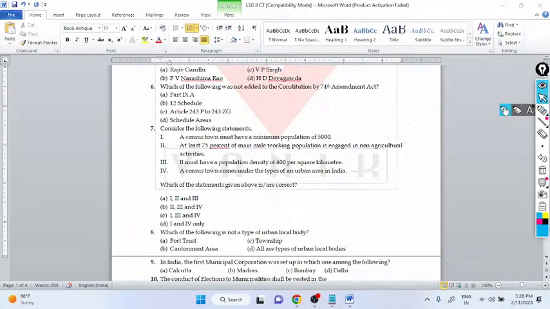A census town must have a minimum population, 75% of male working age population. It must have a population density of 400. It comes under a type of urban areas. That is not listed.